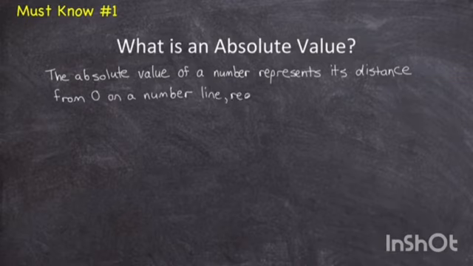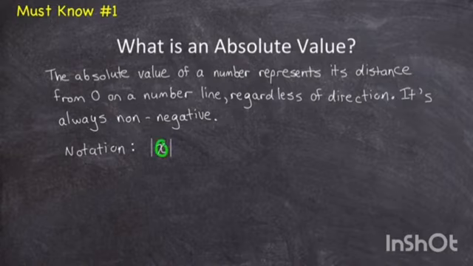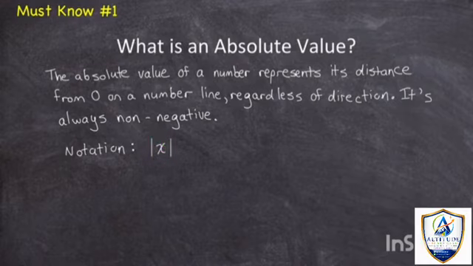And because distance is a scalar value, the absolute value of a number is always going to be non-negative. And the notation for finding the absolute value, or what's sometimes called the modulus of a value, looks like this, where having a value between two vertical lines indicates that you're finding the absolute value of that number.